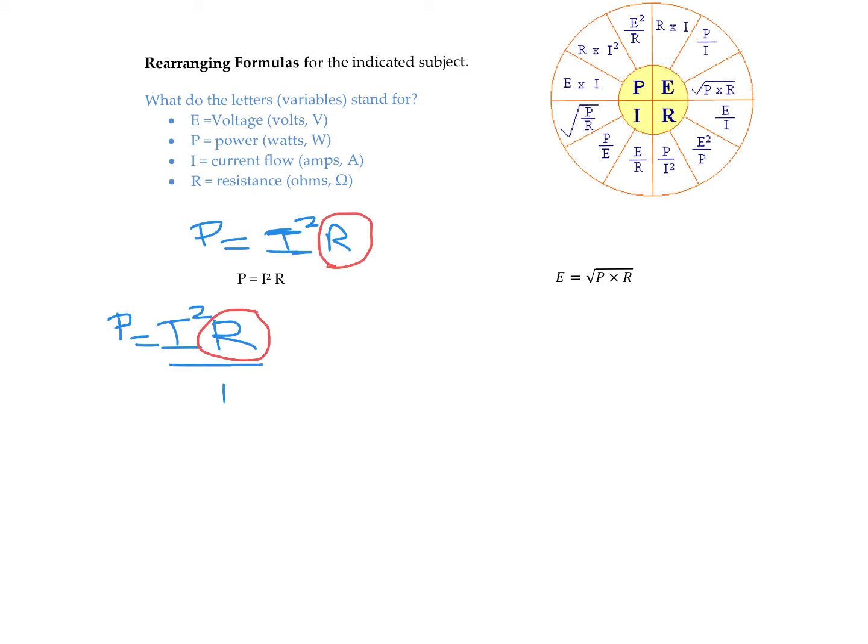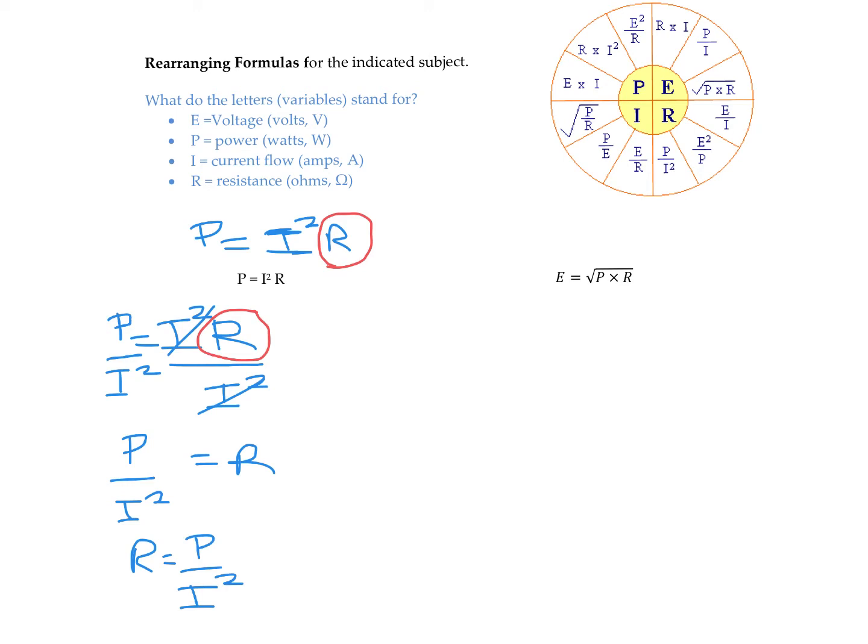If I divide the right-hand side of the equation by I squared, and I divide the left-hand side by I squared, the I squareds will cancel, leaving you with an isolated variable of R on one side of the equation and P divided by I squared on the other side. That is exactly the same thing as saying R equals P over I squared. It doesn't matter if the isolated variable is on the left or the right, as long as it's by itself.